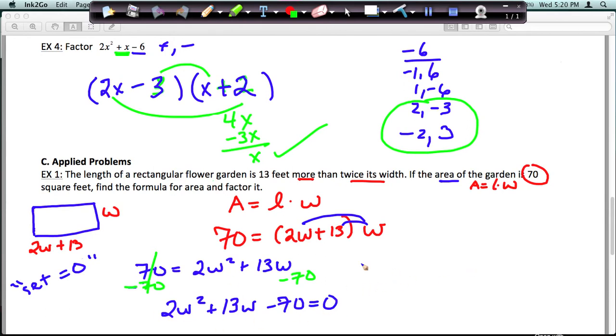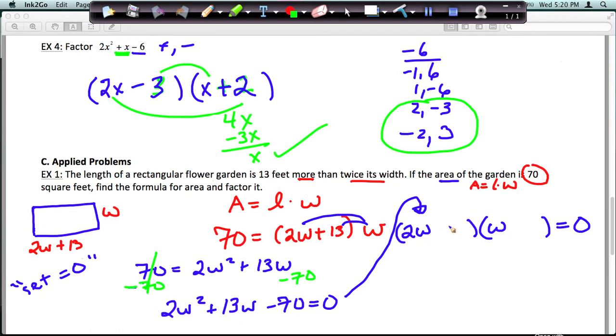So we're going to come over here. There is no GCF, so I'm just going to draw my two sets of parentheses equals 0. The first term needs to multiply to be 2w squared, so 2 is prime, so that'd be 2w and w. My last term needs to multiply to be a negative 70, so I know my signs are opposite. And for 70, you have a lot of options. You have 35 and 2, 10 and 7, and 70 and 1.